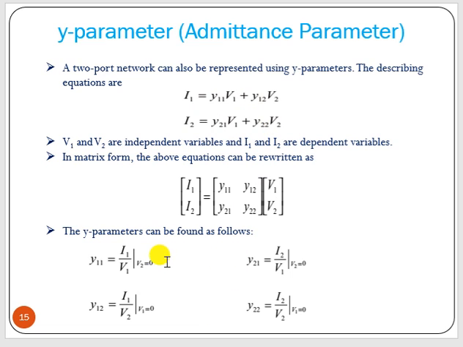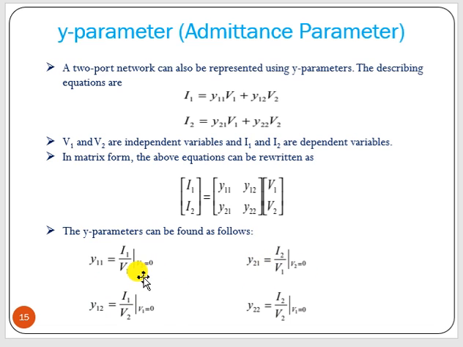Now here we can see Y11 is nothing but I by V. I by V means it is admittance. So this is port 1, so this is input admittance. Y22, I2 by V2, for port 2, we can say output admittance. I2 by V1, I1 by V2: in that case, these two are the transadmittance.